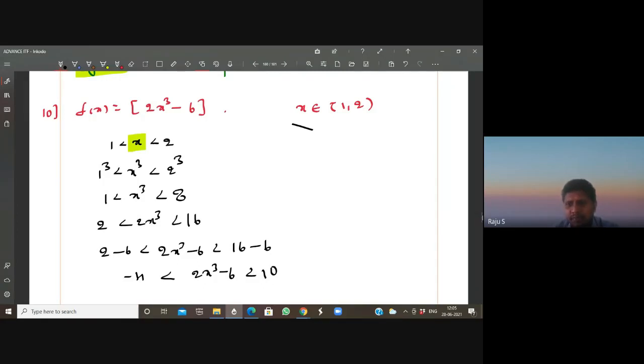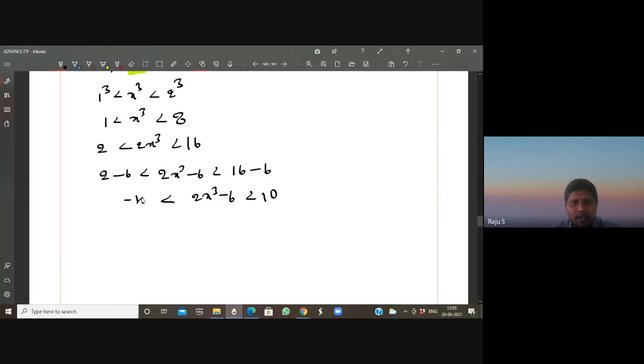See, here we want the greatest integer function. I want to take the greatest integer function here only. Greatest integer of 2x cube minus 6, nothing but the middle value, clearly f of x. Okay, this is clearly f of x, less than the greatest integer of 10, nothing but 10. Greatest integer of minus 4, nothing but what? What is the greatest integer of minus 4? Minus 4. So f of x must be between minus 4 to 10.